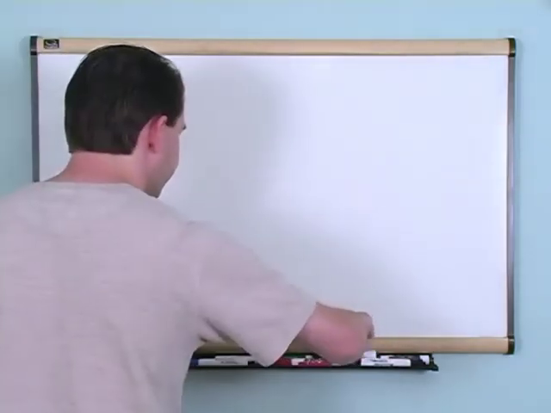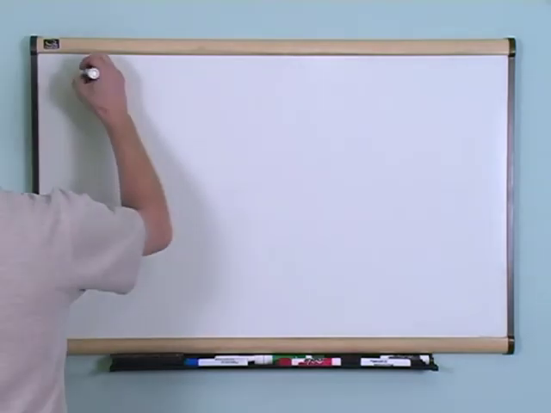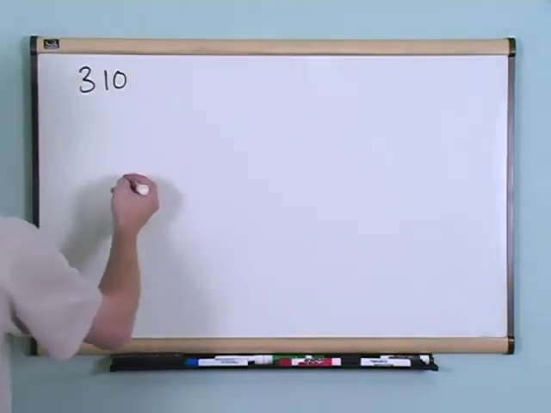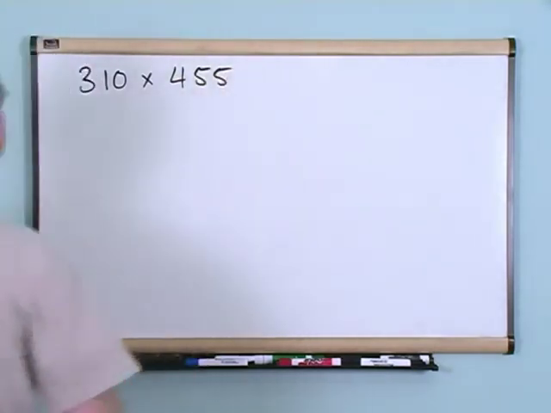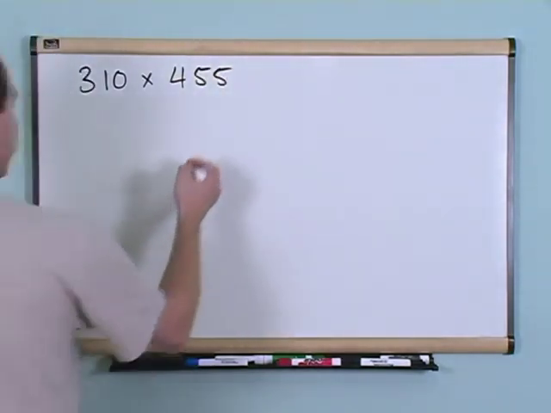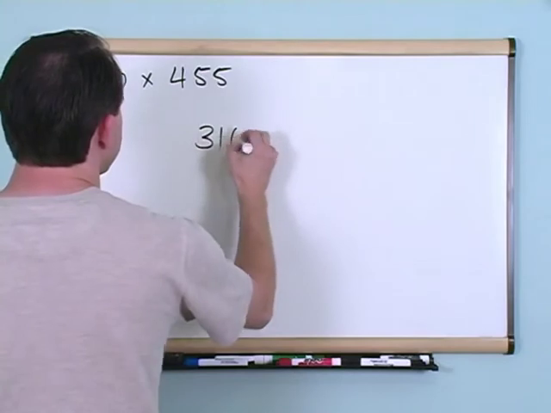We're going to do one last problem here in multiplication, just to make sure that we've got it all practiced. And that's going to be 310 times 455. Okay, how would we do that? First, we're going to write it one on top of each other.